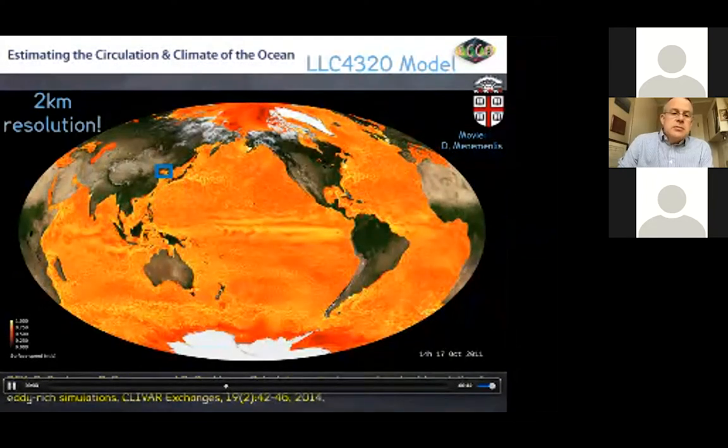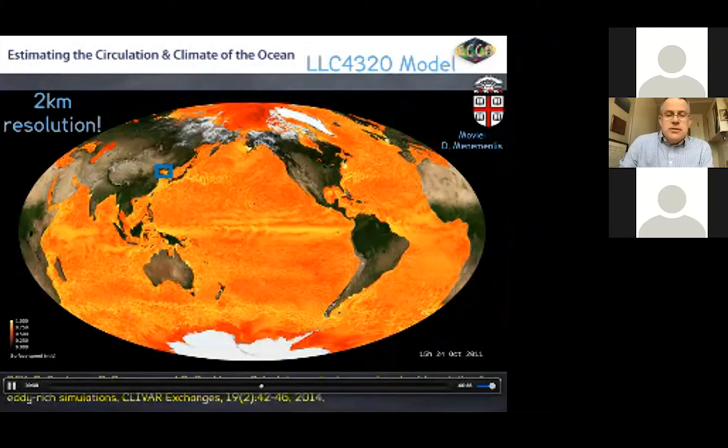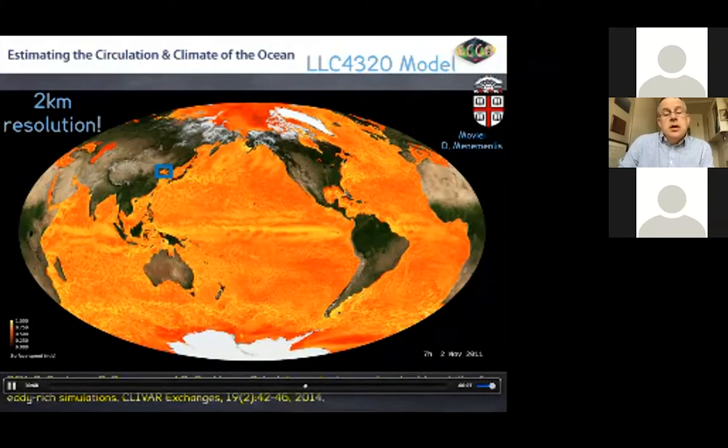Here is a small box. I'm going to do a series of zooming into small boxes, and we're going to get a sense of how things change as we get to smaller and smaller scales. Because of the high resolution of this model, we can actually zoom in without changing the model, but that won't be true for long.